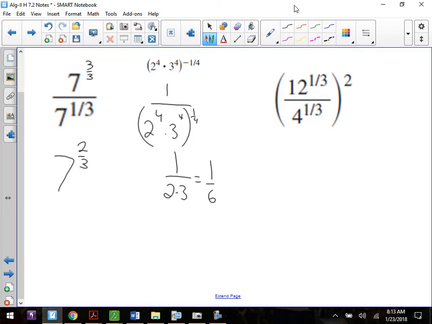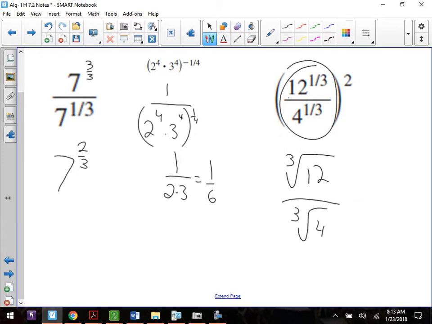All right, what do you do first here? You simplify in there. This one you can simplify. Now, what I want you to think of is this way. This is 12. I can break the 12 apart. I can rewrite that as the cube root of 12 over the cube root of 4.